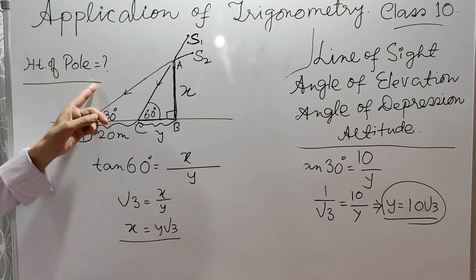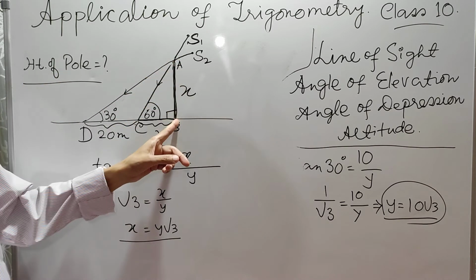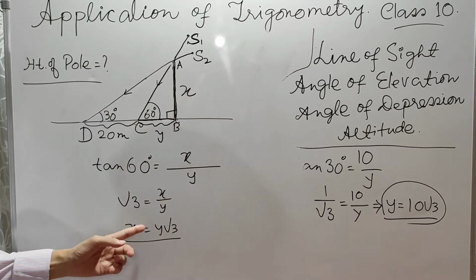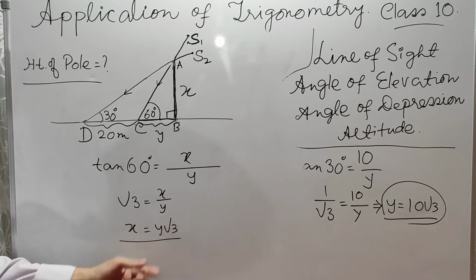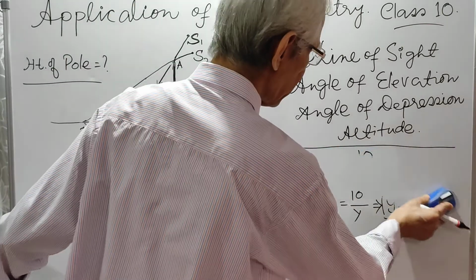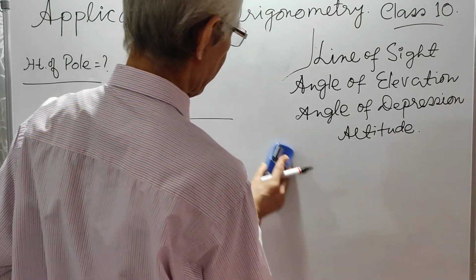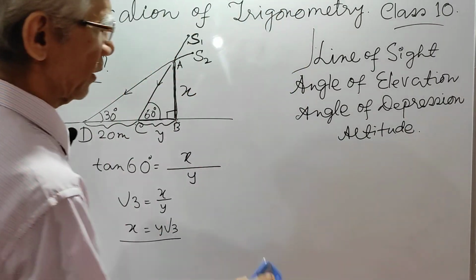Now we need to find the height of the pole. That means we need to find AB. We need to find X. Now X we have got Y root 3. Now we have to find the value of Y. Then we'll put it here. Okay. Yes. Now let us see how to find the value of Y. All right.